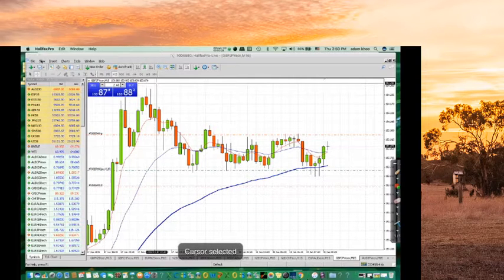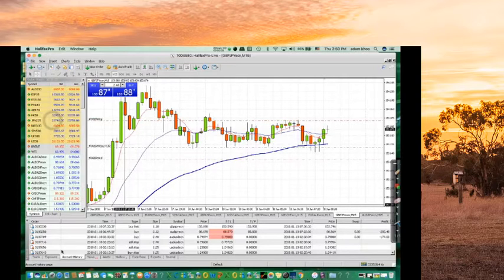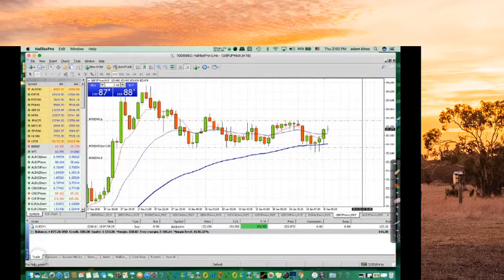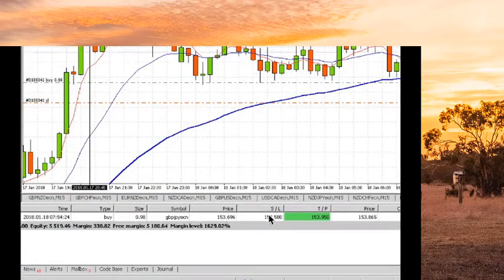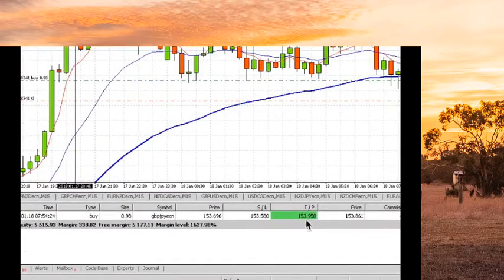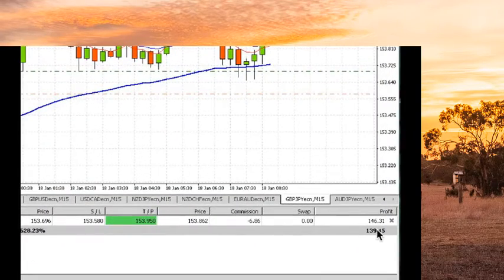So if you take a look over here at our terminal, you can see we bought at this price, there's a stop loss, the target price is going to be hit, so it's in green, and you can see the running profits over there.